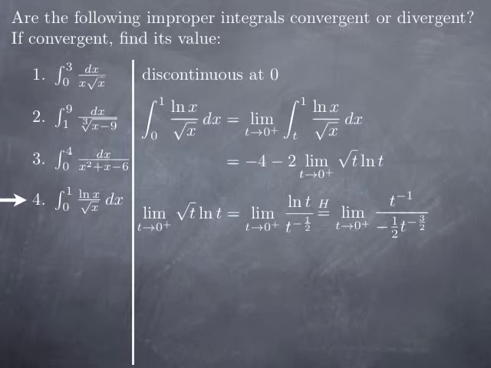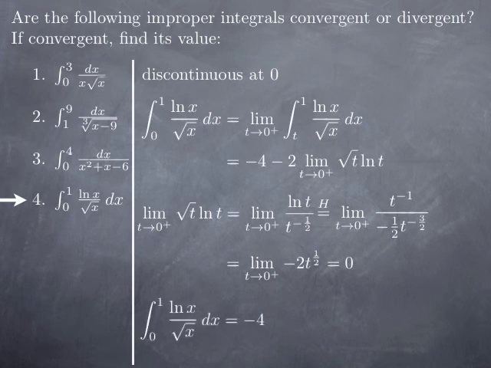We can simplify that. We have t to the negative 1, and then at the bottom t to the negative 3/2, so that simplifies as t to the 1/2 at the top, and when we divide by negative 1/2 we are multiplying by negative 2. So in other words, here we have the limit as t is approaching 0 of negative 2 t to the 1/2. If we plug 0 in, we get 0, and therefore the limit is 0, which means that our integral is convergent and has value negative 4.